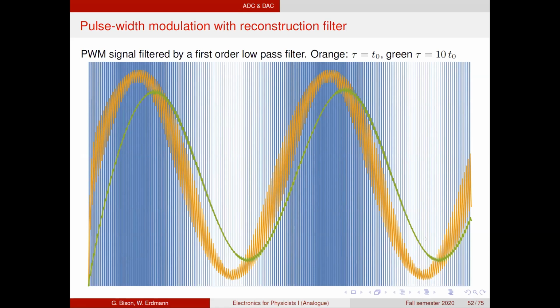And then if you want a smoother signal, you can, for example, use a filter with 10 times larger time constant. You see there's a time delay if we go to the green filter here, but the signal becomes much smoother and almost looks like a nice analog representation of our sine wave. And so this is the simplest conversion between a digital controlled signal and an analog word that is actually used.